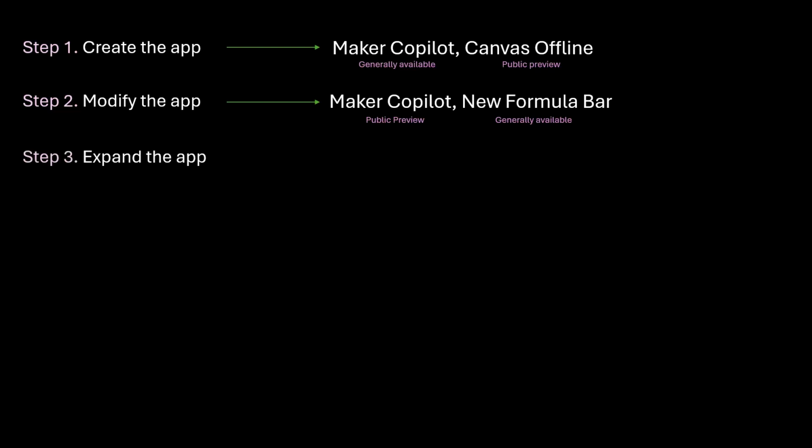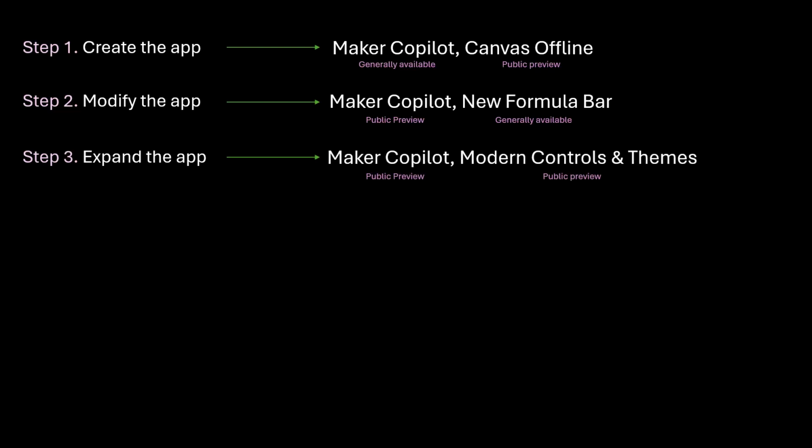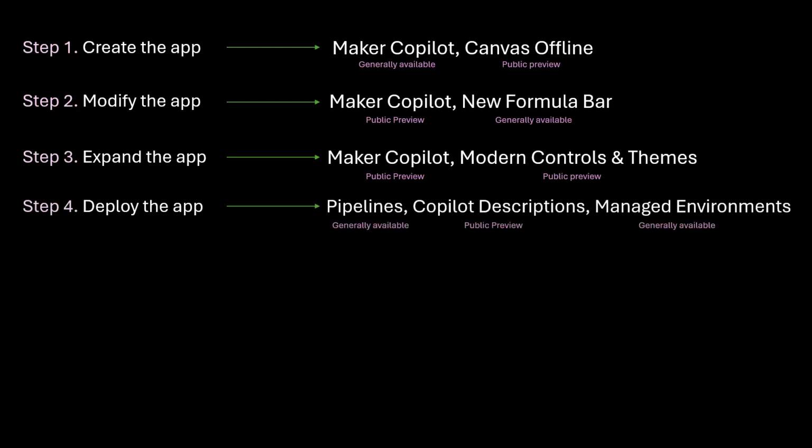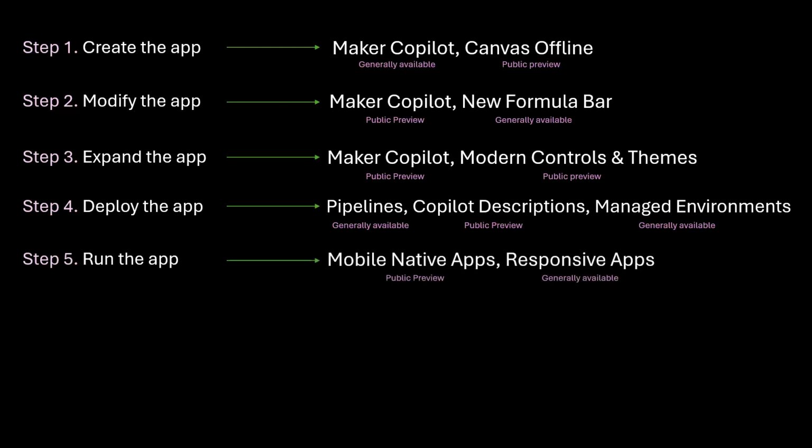Next, we expanded the application to track another entity in less than 2 minutes, thanks to the Excel to table capabilities in the Copilot and the modern themes and controls in public preview. Once we completed the app, we deployed it using pipelines that are generally available, Copilot descriptions that are public preview, preferred solutions, and managed environments generally available. So our admins have more visibility and more control with less effort. Once we deployed the app, we ran it, and we saw how it was rendered as a native mobile app in the phone with the mobile native preview and as a responsive HTML page in the browser.